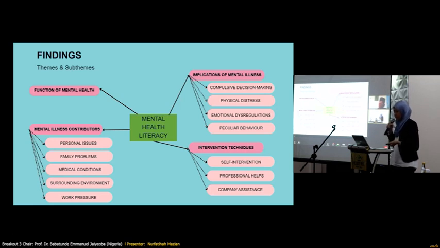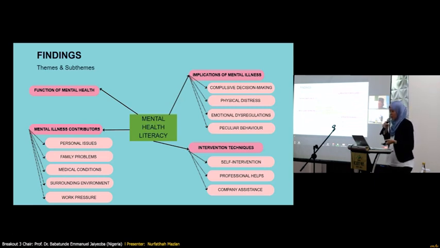So the next main theme is implication of mental illness. First is compulsive decision making. The majority of the informants stated that those with mental disorders usually make rash decisions, which sometimes lead to self-harm actions. Next is physical distress. Several informants described the experience of working with mentally ill employees, whereby co-workers during high pressure and stressful working conditions can suddenly become shaking, trembling, and have a panic attack.